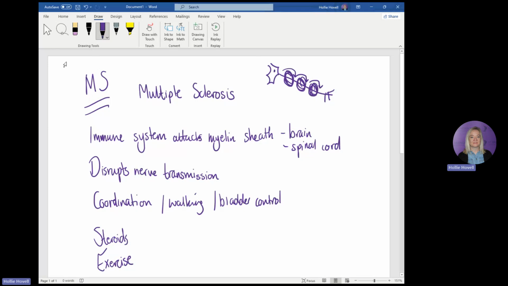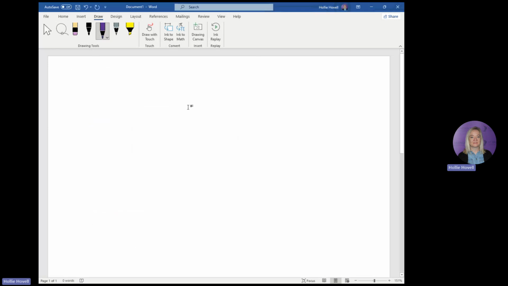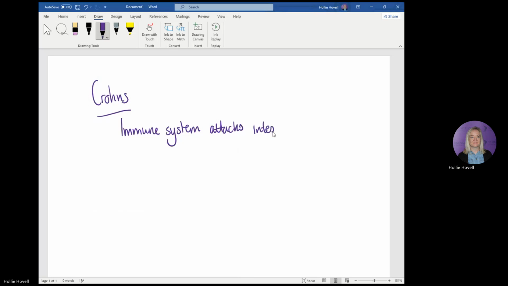Okay, two more diseases to go. So we've done diabetes and MS. The next one is Crohn's disease. Just double check your spelling of Crohn's. It's a bit of an unusual one. So Crohn's disease affects your digestive system. Your immune system this time attacks the cells in your intestines. So it's the cells that make up your intestines that are getting damaged.